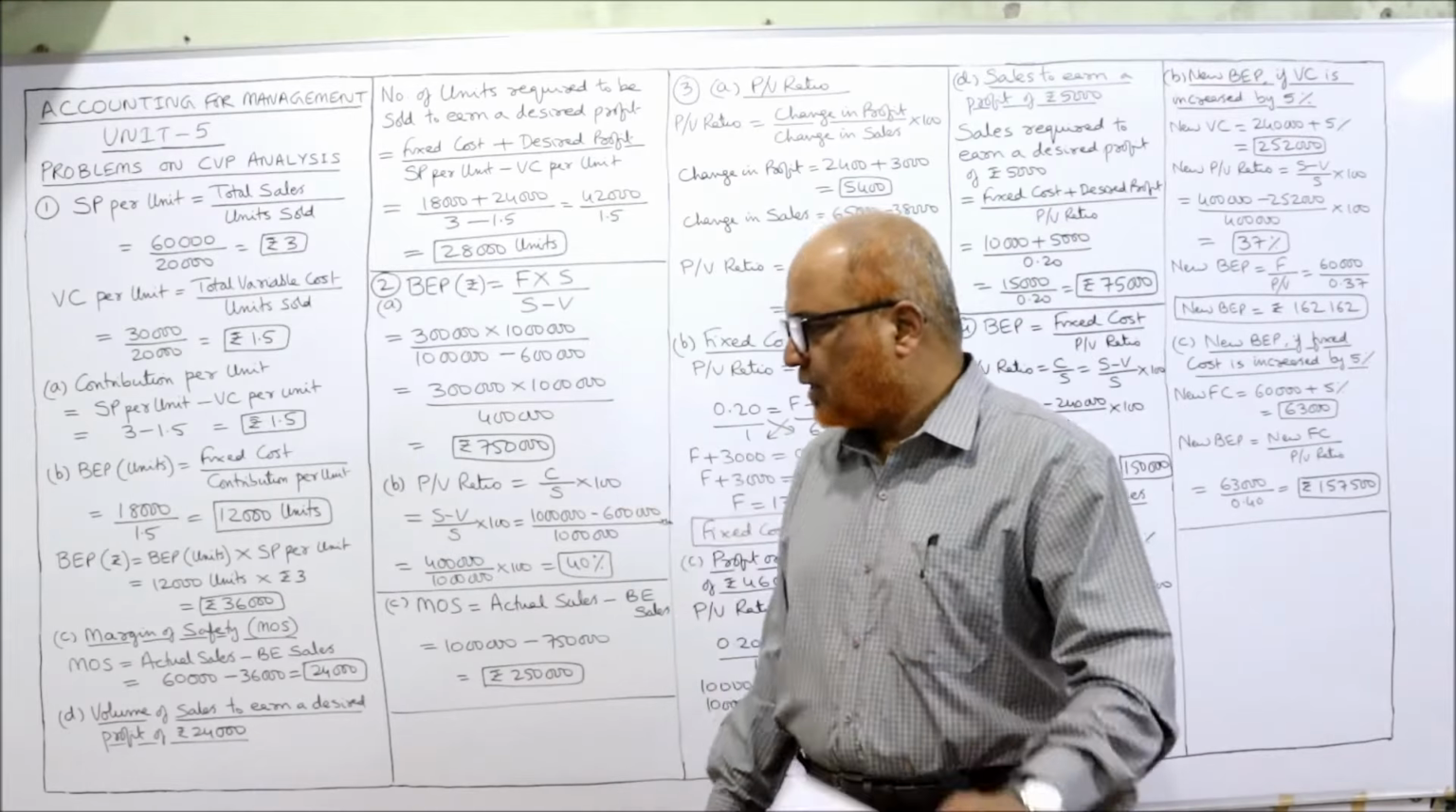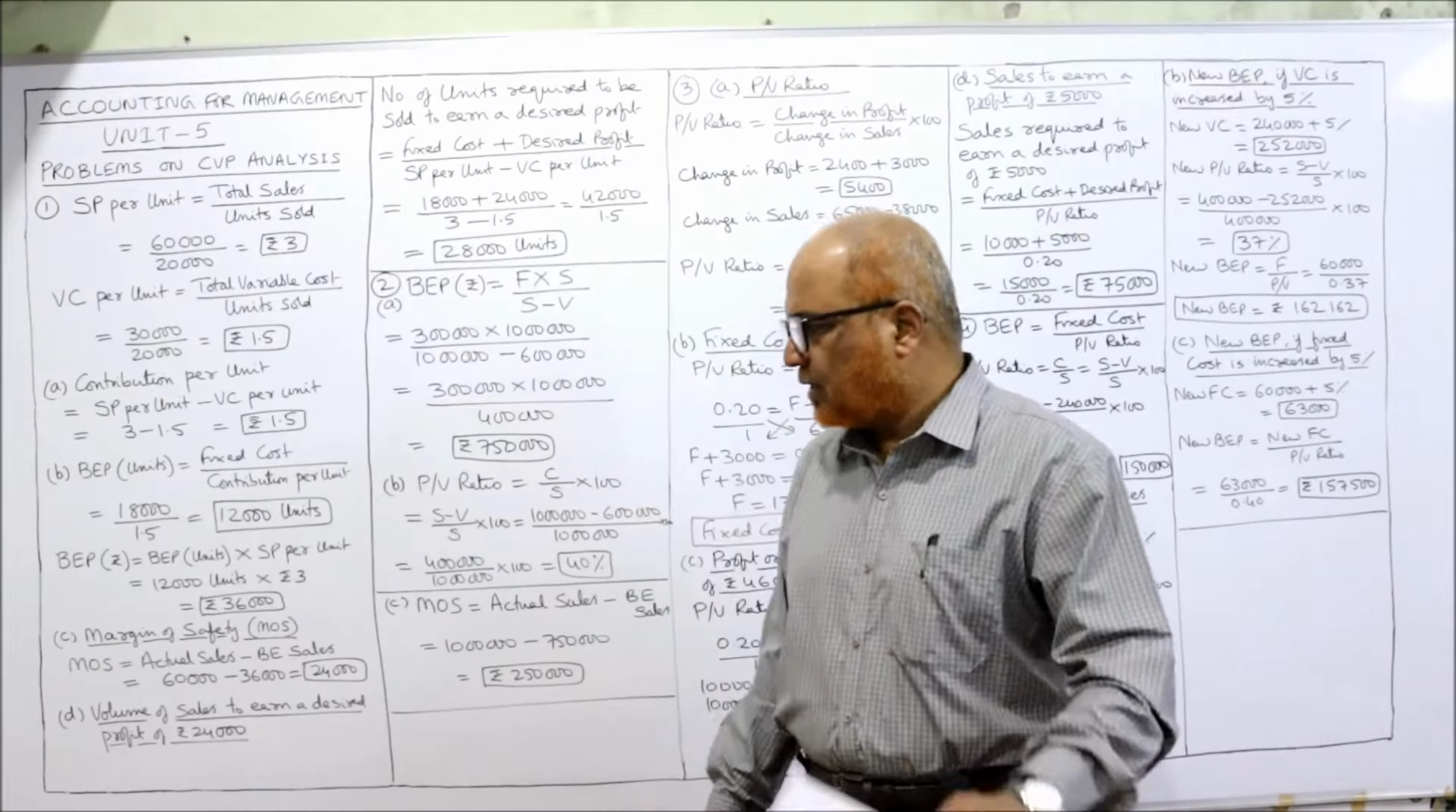Second question completed. Third question, MOS, margin of safety. Very simple. Actual sales minus break-even sales. The actual sales are given in the problem, 10 lakh. And break-even sales, just now we have calculated, 7,50,000. So 10 lakh minus 7,50,000, 2,50,000 is the margin of safety. That's all. Second problem completed. Now I am coming to the third problem.